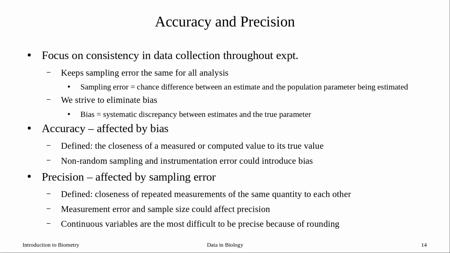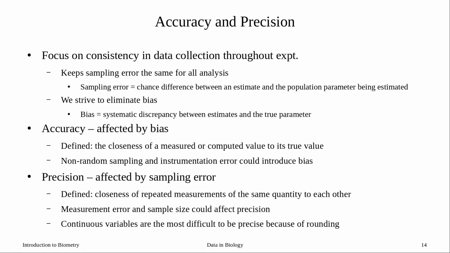Two other terms that we should address before we start getting into the descriptive statistics are accuracy and precision. Our goal with collecting and analyzing data is consistency. We want to keep sampling error the same for all of our analyses throughout the entire experiment. So what is sampling error? That's the chance difference between the estimate and the population parameter being examined.